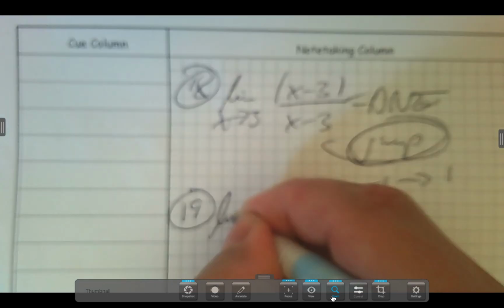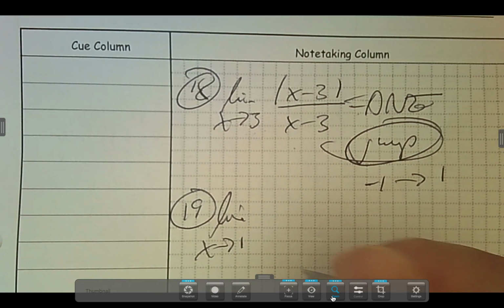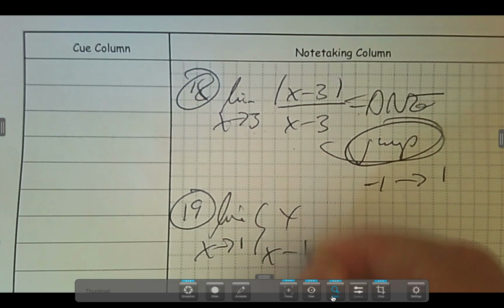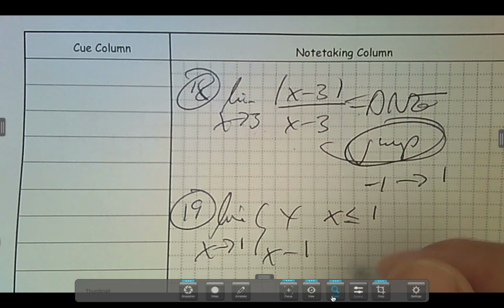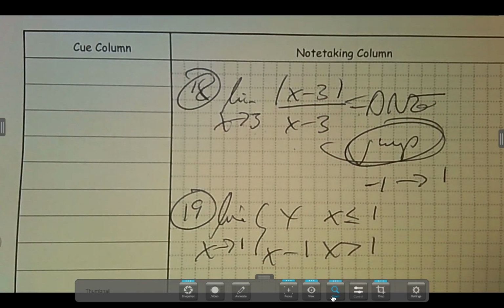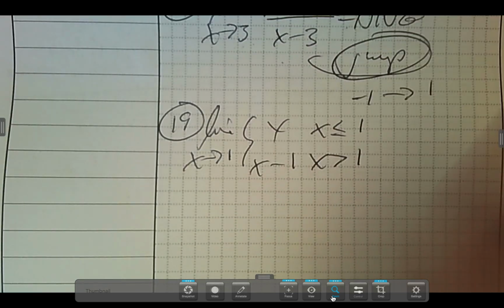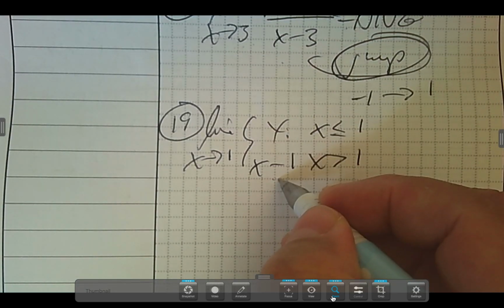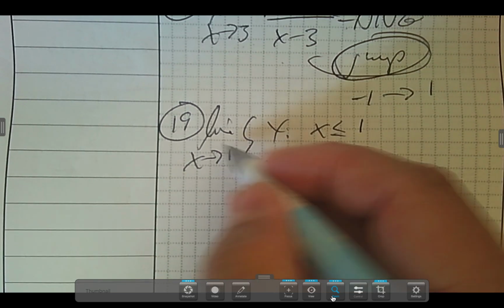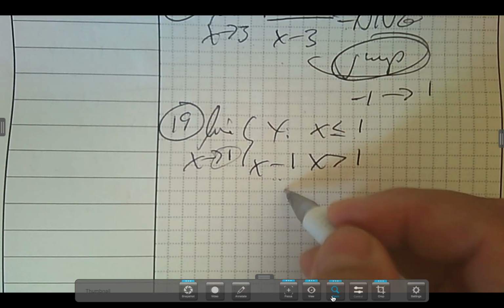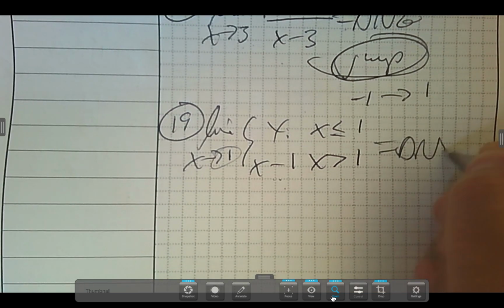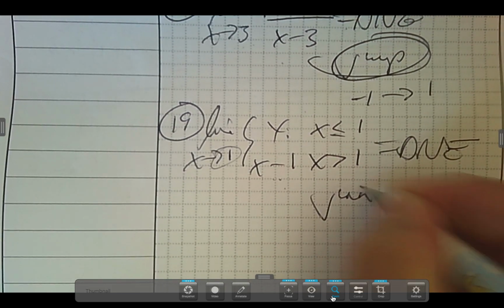Number 19, we have a piecewise function. The limit as x approaches 1, you had x and x minus 1. The first piece is valid when x is less than or equal to 1. The second is valid when x is greater than 1. Each piece is continuous, so the limit would exist on each piece. Now at 1, what's happening? As it approaches 1, plug it into the top and bottom. I want you to notice it does not exist because, again, there's a jump.